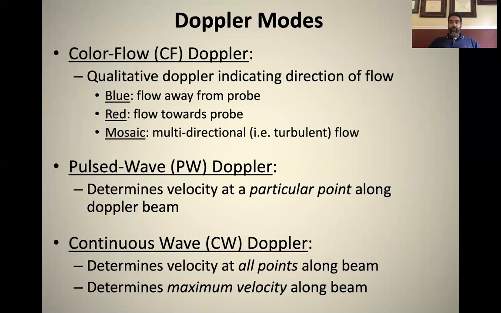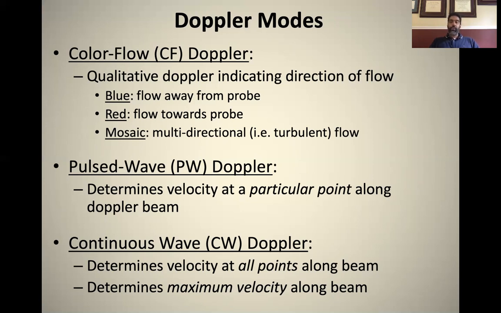So there are three modes of Doppler that we use in critical care. One is a mode that you will have already used when you're doing your qualitative assessment, that's color flow Doppler. So think of color flow Doppler as your qualitative Doppler mode. For a quick review, color flow tells you really three things. One, it tells you the magnitude of flow, so how much flow there is. If you see a lot of color, there's a lot of flow. If you see not so much color, there's not so much flow.